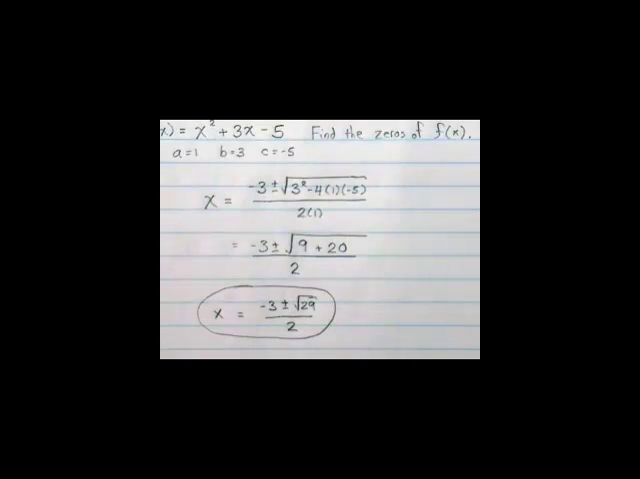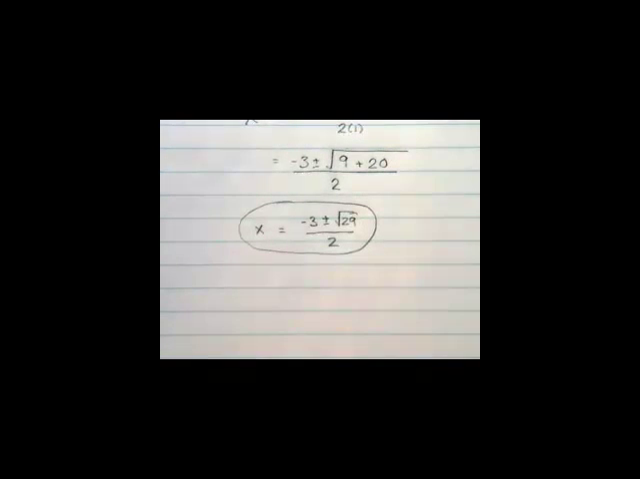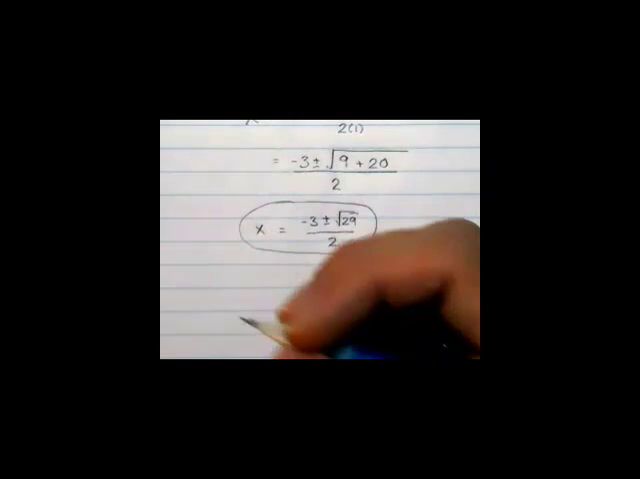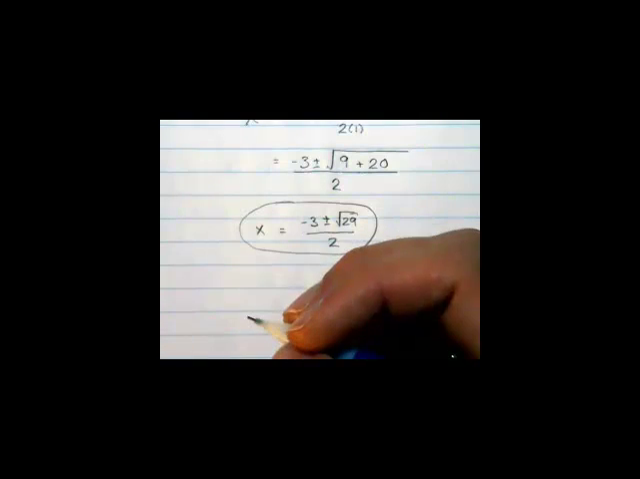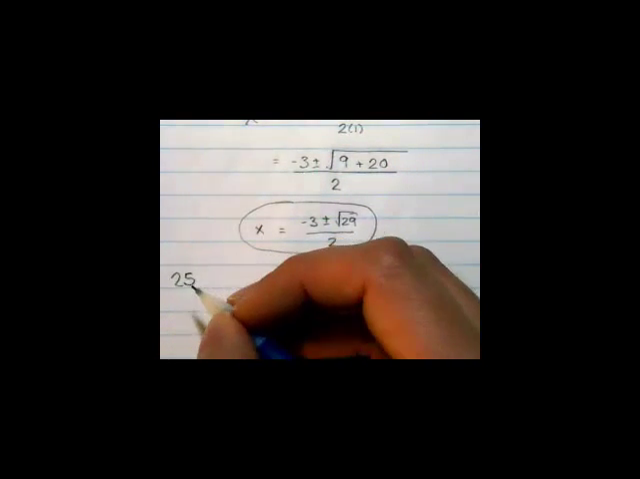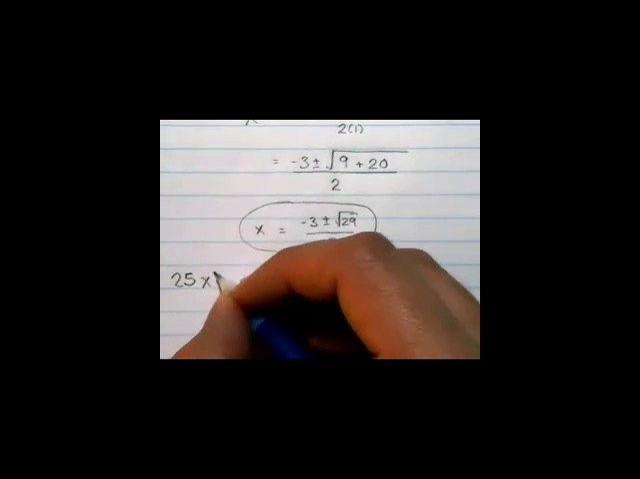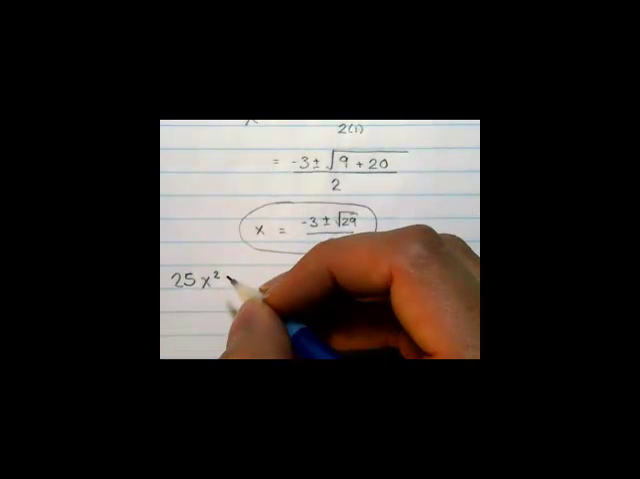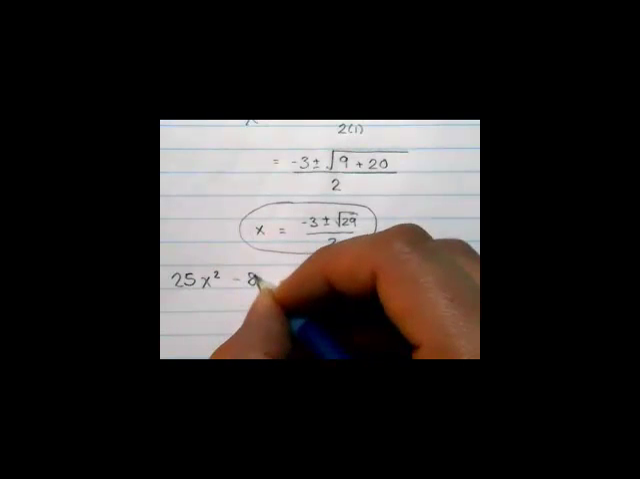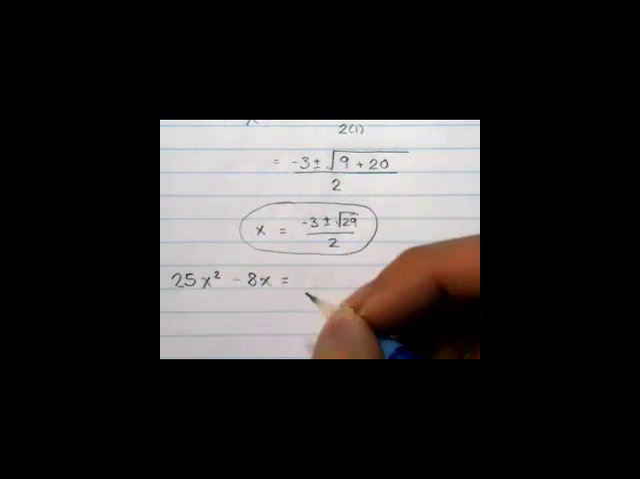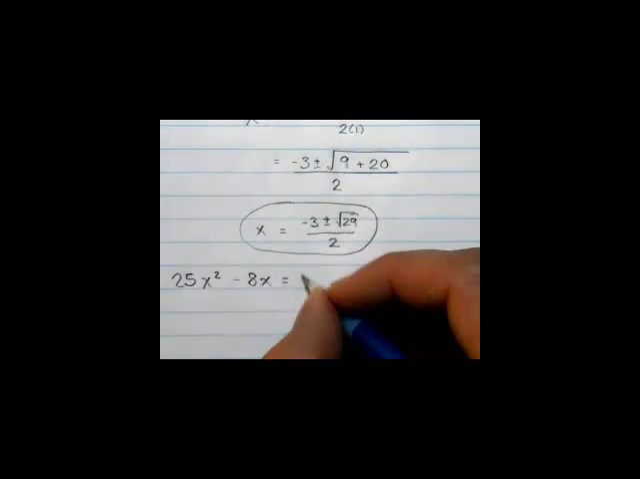Okay? All right. So let's try another one where something a little different is going to happen here. So let's say we want to solve 25x squared minus 8x equals 12x minus 4.